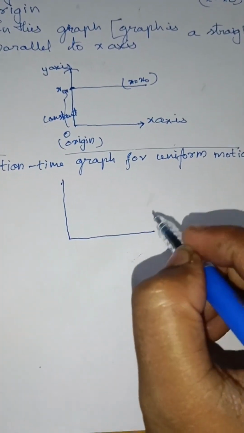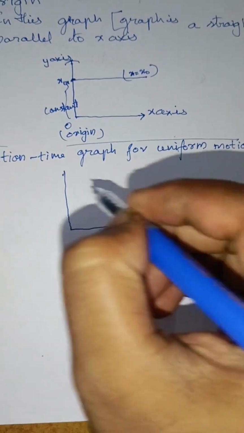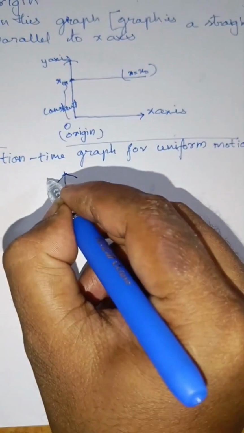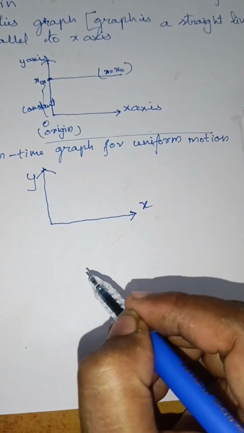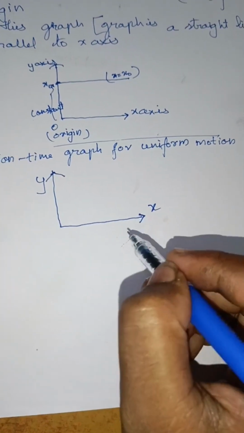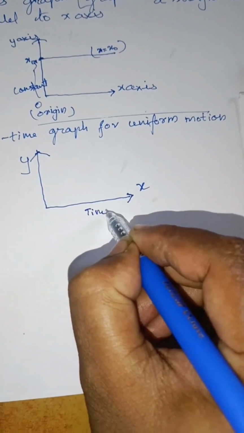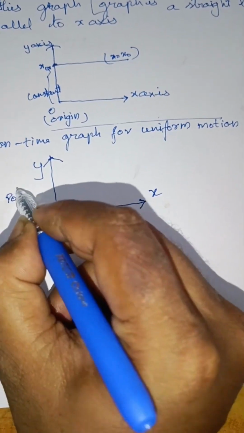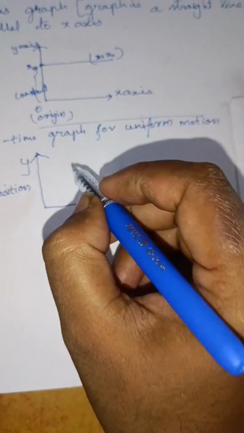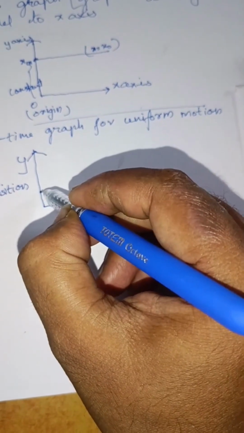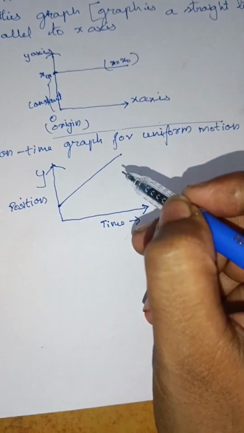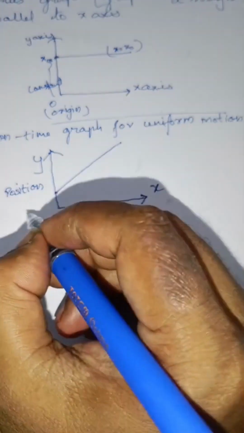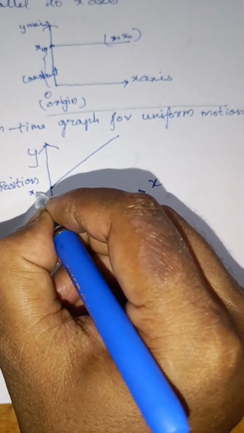We have to draw this graph with this as my x-axis and this as my y-axis. Time is on the x-axis, and position is on the y-axis. This point is also very clear. I have to take this graph originating from the x naught point, inclined to the time axis. So I'll say this is my x naught position.